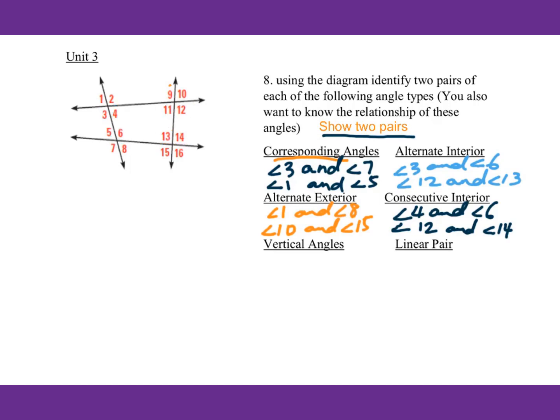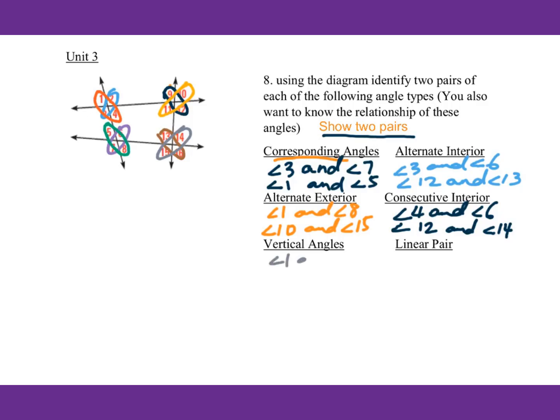For vertical angles, like angle 2 and 3, angle 1 and 4, angle 9 and 12, angle 10 and 11, angle 6 and 7, angle 5 and 8, angle 13 and 16, angle 15 and 14. They are all vertical angles to each other. All vertical angles are equal to each other.